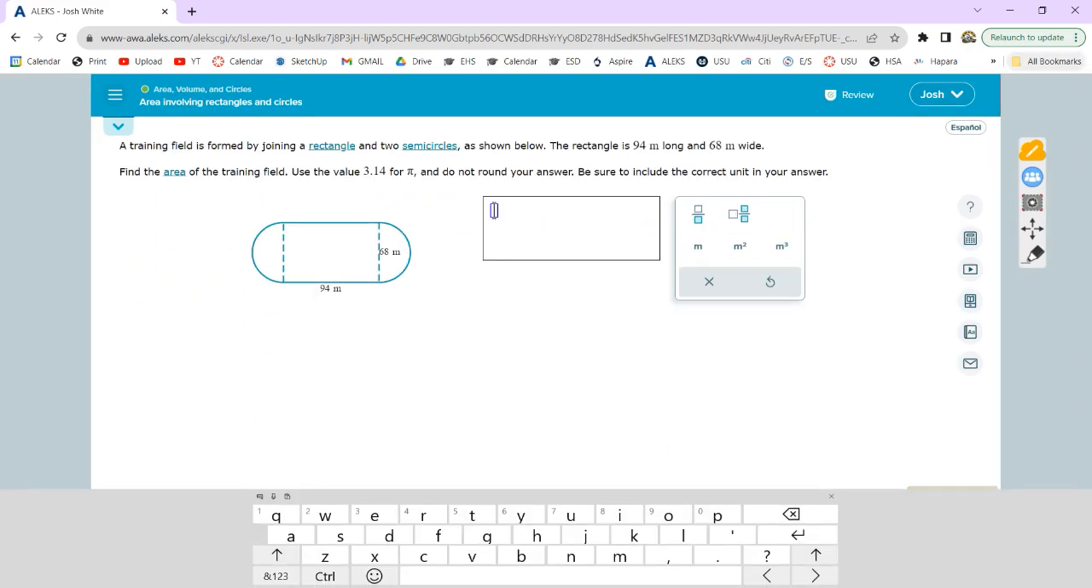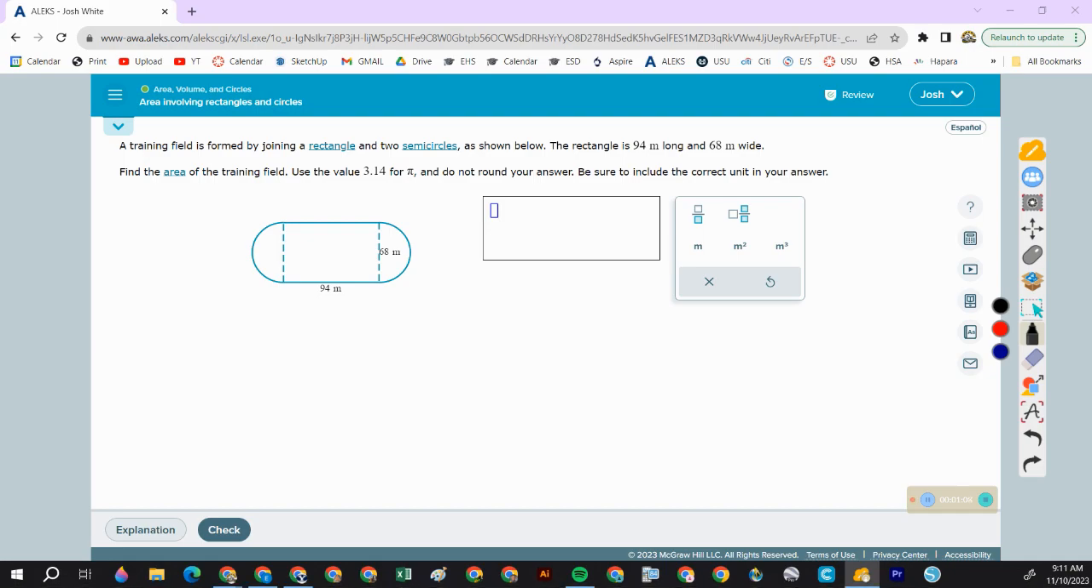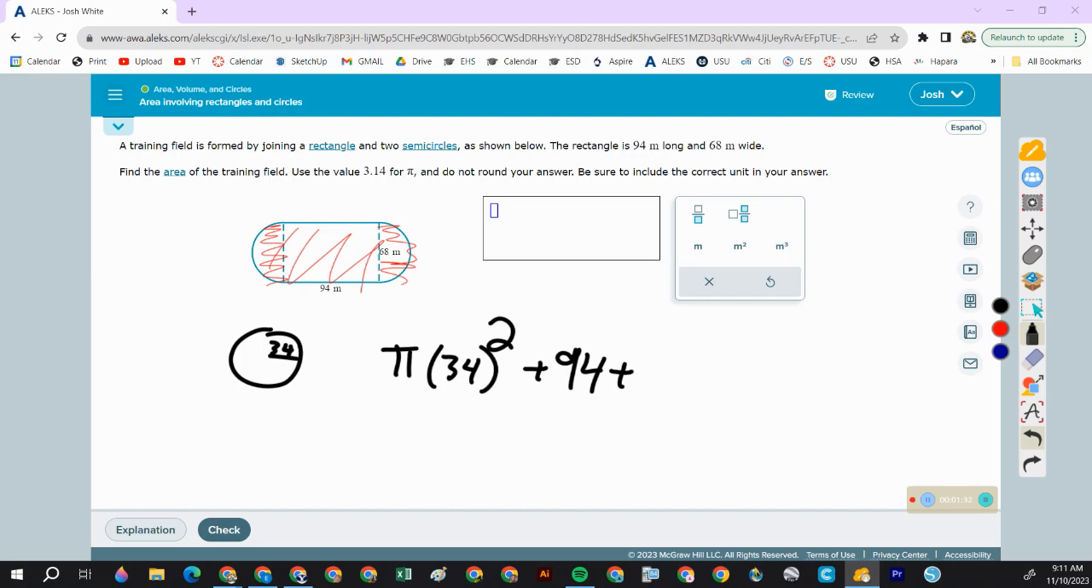Area involving circles and rectangles. So I essentially here have a circle whose radius is 34. That would be this piece and this piece. So pi times 34 squared. And then the area of the rectangle is simply 94 times 68. Now it wants you to use 3.14 for pi, and actually that's all you really need.